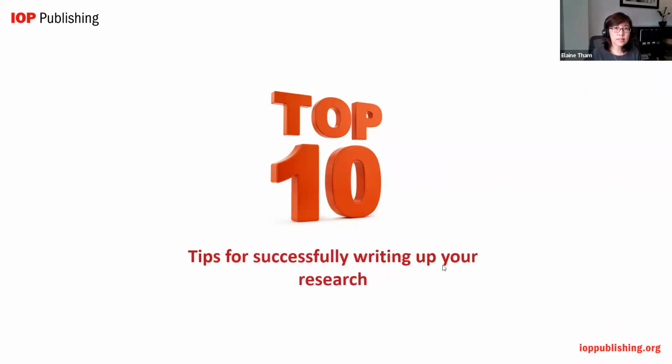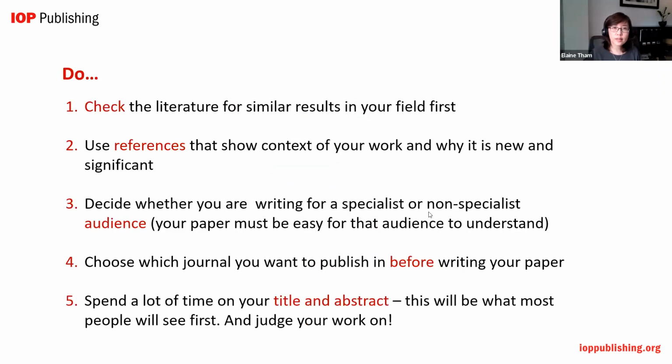So to summarize, here are our top 10 tips when writing up your research. Do check existing literature for similar results in your field and use references to show the context of your work and why it is new and significant. Decide whether you are writing for a specialist audience or a non-specialist audience. Your paper should be written in a way that is easy for your audience to understand.